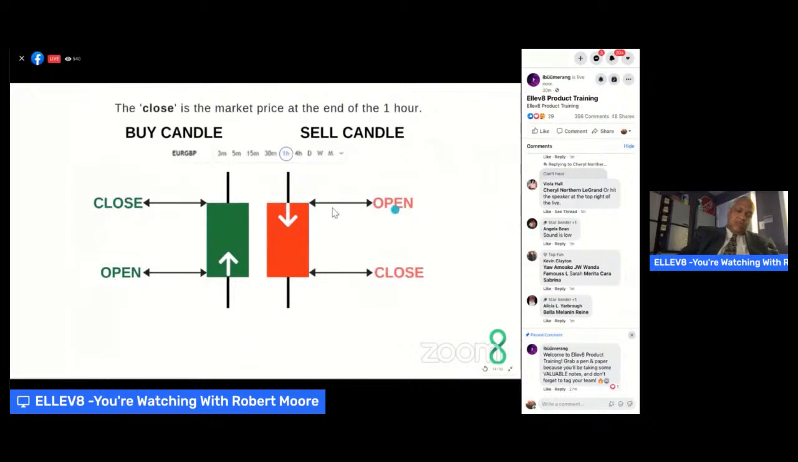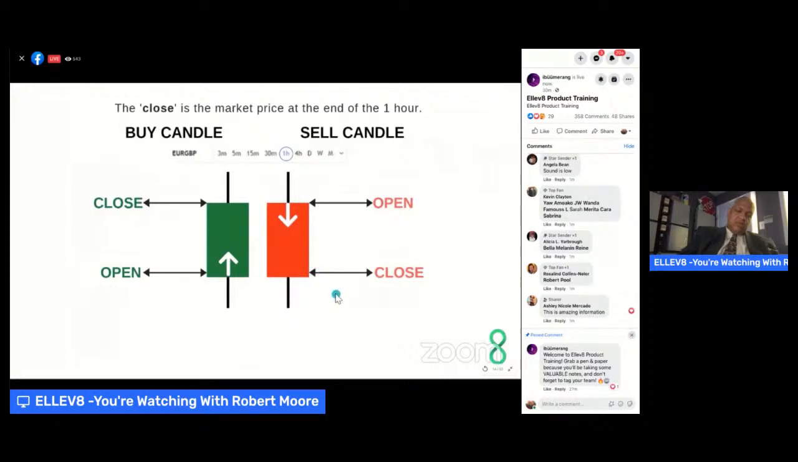When the sellers push the market down and the candlestick is finishing forming or finished forming, the closing of the price will be at the bottom of the bar, right? Since the sellers are pushing the market down, it makes sense that the closing of the candlestick will be at the bottom once it's done forming. And when it's finished forming, it finishes at the end of that 1 hour period.